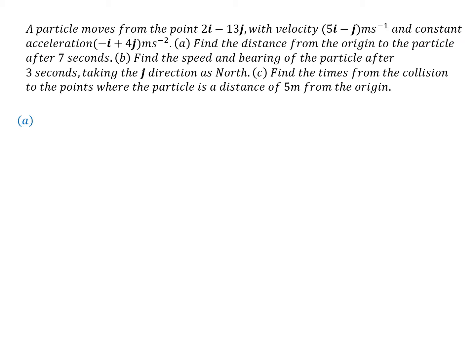So for part A, we're trying to find the distance from the origin to the particle after 7 seconds. So the first thing we need to do is find out what the displacement is from the initial point. So I'm going to call that S. The initial velocity is that, the acceleration is that, and time is 7.